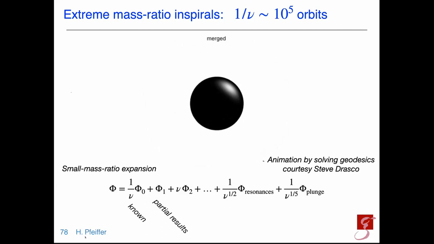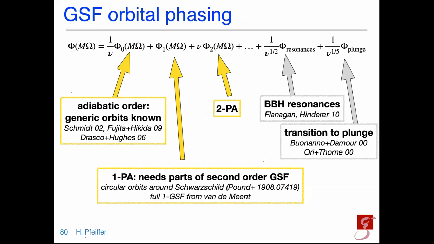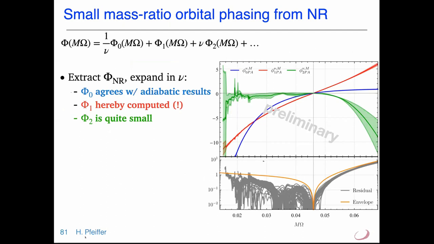And in some recent work by Martin Vandermeer and myself, we have begun analyzing numerical relativity waveforms, and we have been trying to extract the phi 0, phi 1, and phi 2 orbital phasing functions that are the primary target of the small mass ratio analytical work directly from numerical relativity.